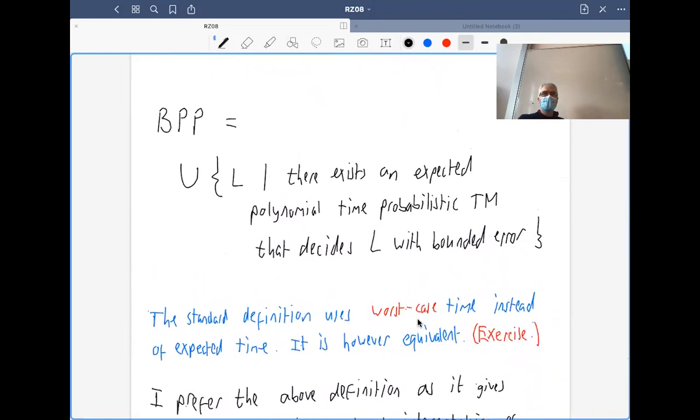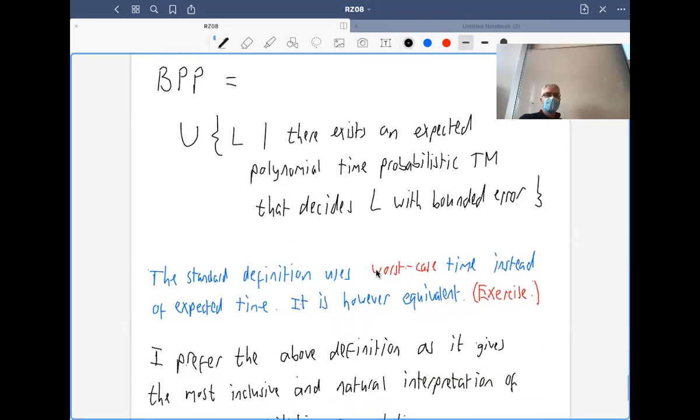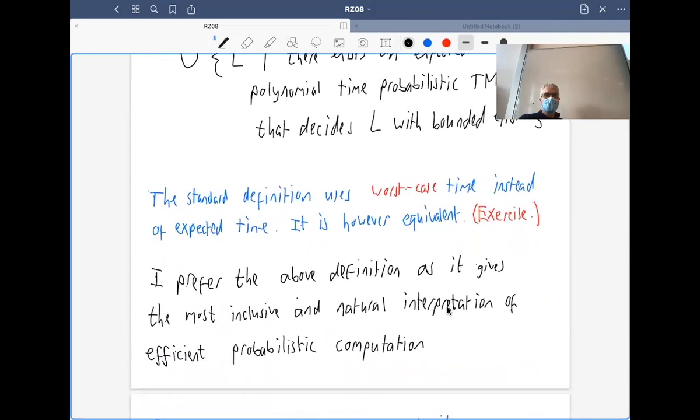Okay, so that's really the material I wanted to cover today. I just want to make a couple of remarks about this. The definition I've given is not the standard one. In the textbook, but also in the Wikipedia article, the definition of BPP uses worst case time rather than expected time. This is in fact equivalent, and that's something you'll do in the exercise class. I prefer to give the definition in terms of expected time because it's a priori a more liberal class.